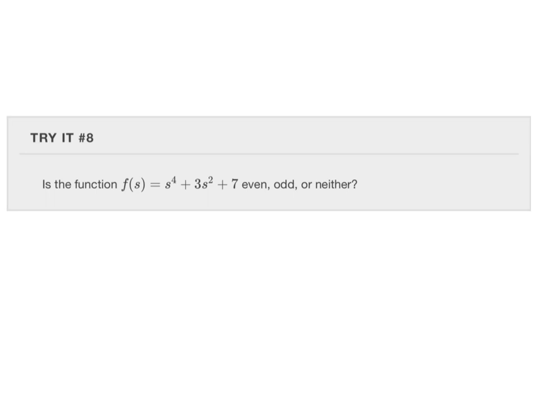Here's a try it. Okay? Is this function even, odd, or neither? What do you know right now? f of s equals s to the 4th plus 3s squared plus 7. We know it's not odd. There's a chance that it's even. It just doesn't have to be, so you've got to prove it.